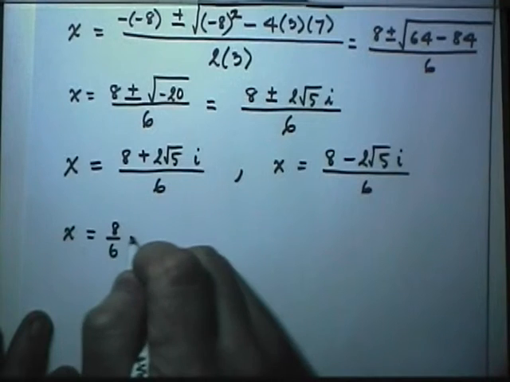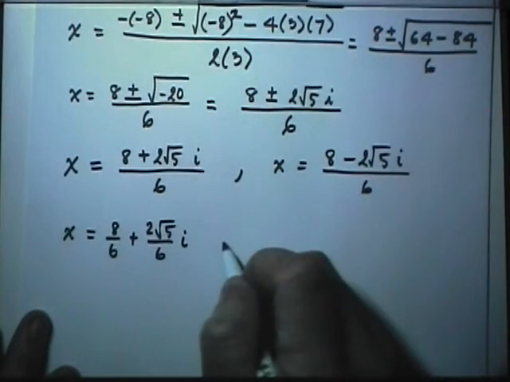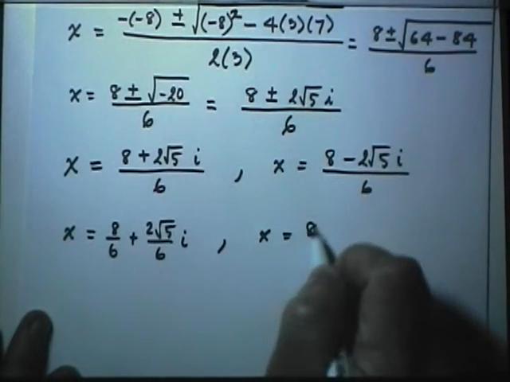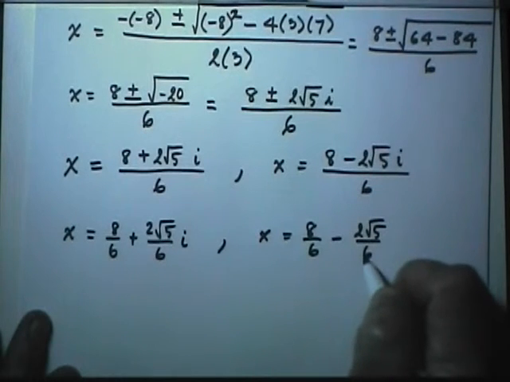You can start breaking the fraction apart, right? You have 8 over 6 plus 2 square root 5 over 6i. And the other solution here is x equals 8 over 6 minus 2 square root 5 over 6i.